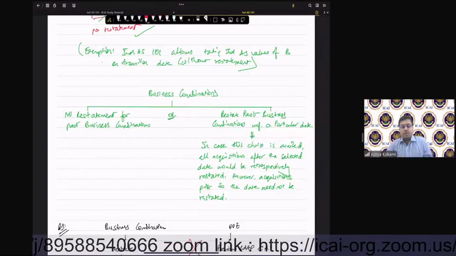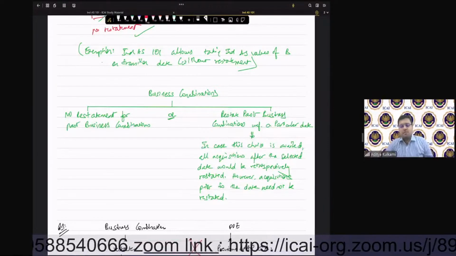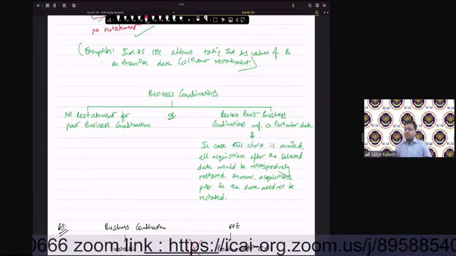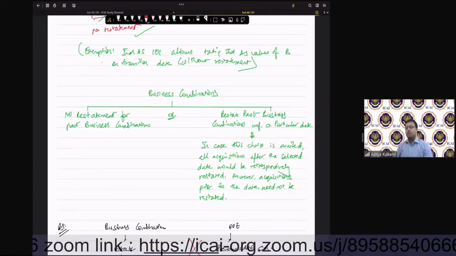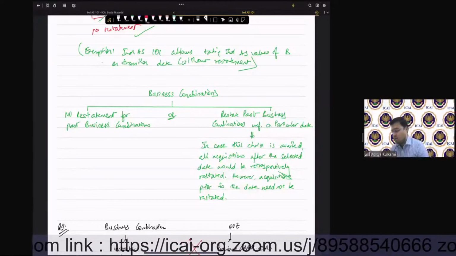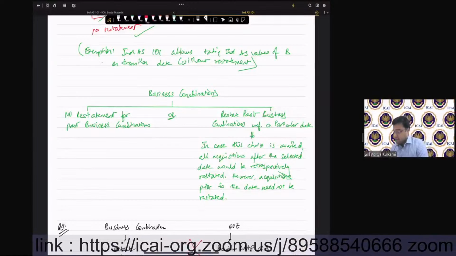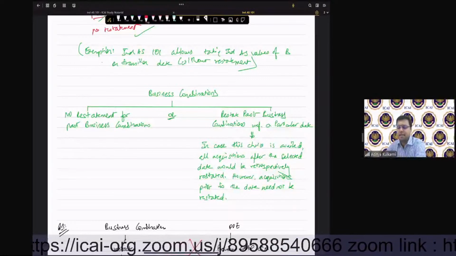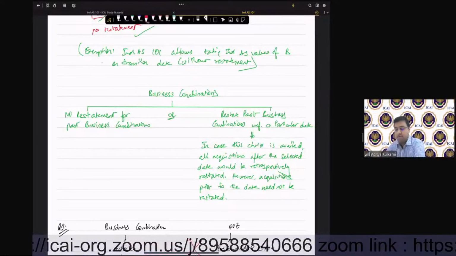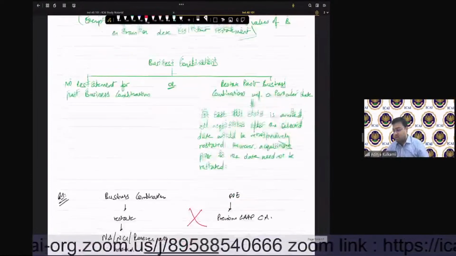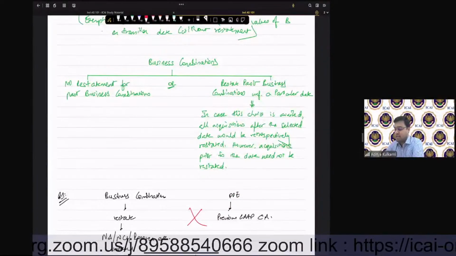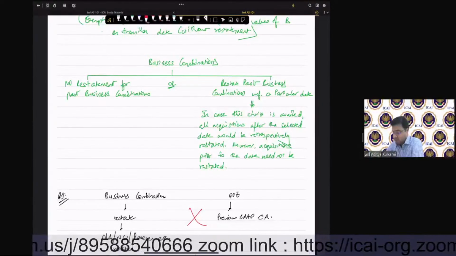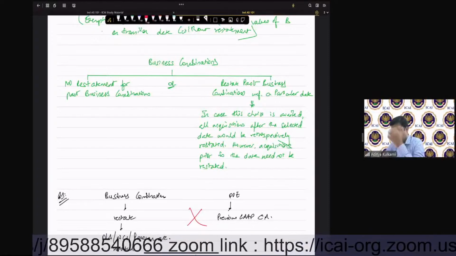So you have two options. First option, no restatement for previous business combinations. Or secondly, restate past business combinations with effect from a particular date. From that date onwards, everything has to be restated, including your goodwill, property, plant, equipment, liabilities, investment, assets. Everything has to be restated if you're opting for past purchases with effect from a particular date. Any doubts?